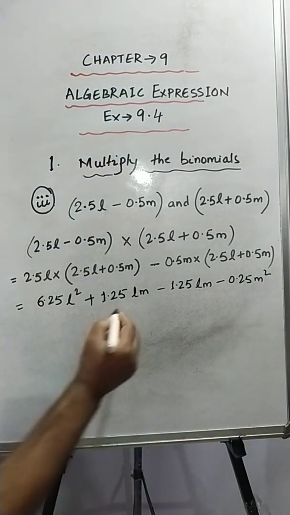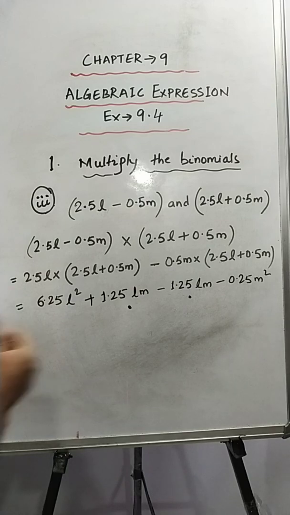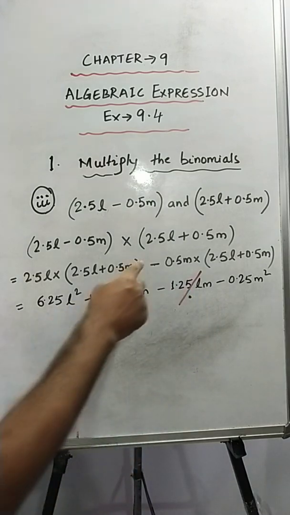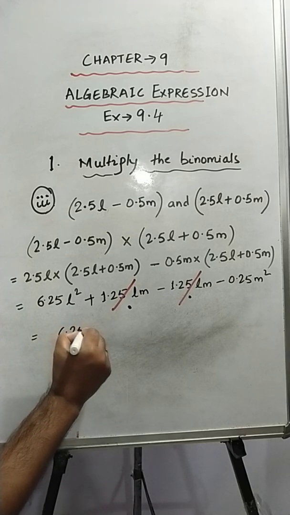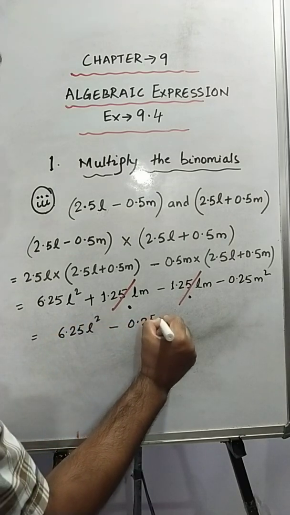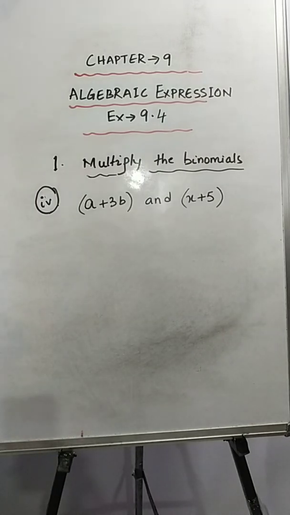Okay, now we'll solve these two parts because they are like terms. So plus minus is minus, so 1.25 minus 1.25 will give you 0. Since the answer is coming 0, we'll cancel this. So what is the final answer? 6.25L square minus 0.25M square. Fine, so this is the final solution of sum number 3. Now let's move on to sum number 4. So this is sum number 4, students.